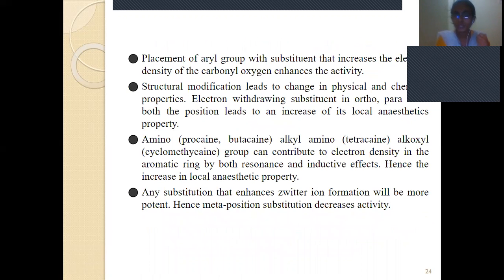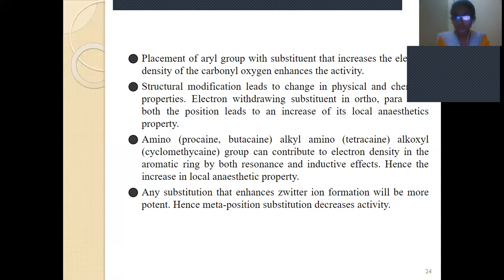Next, placement of the aryl group with a substituent. If the aryl group is placed with a substituent, it increases the electron density of the carbonyl oxygen and enhances the activity. And structural modification leads to change in the physical and chemical properties. So if there is any change in the structure, there will also be changes in its physical nature and its chemical properties.